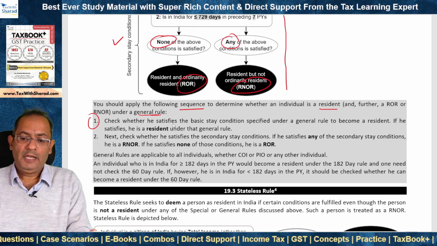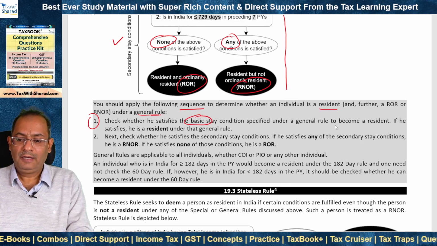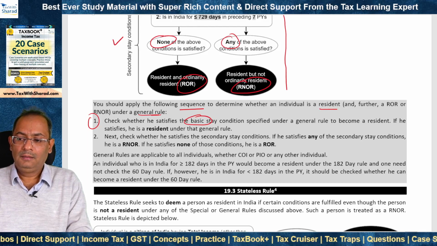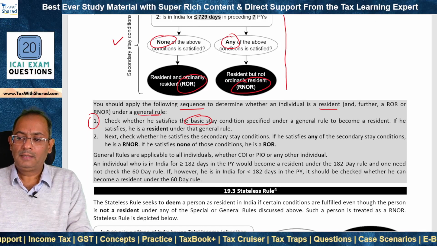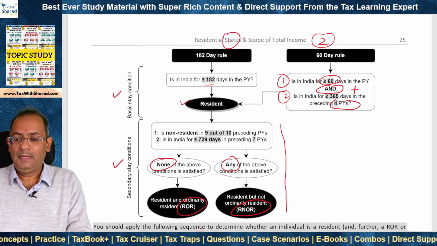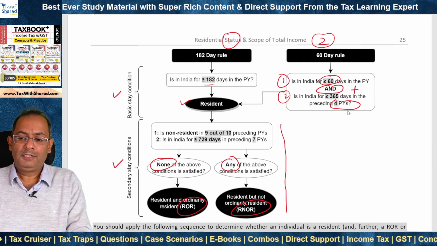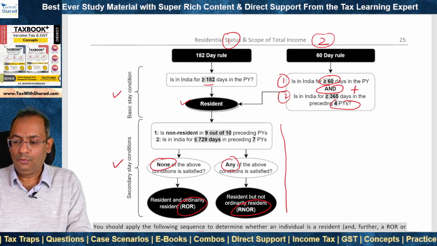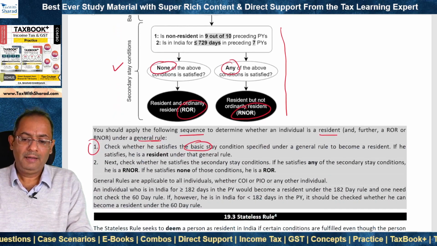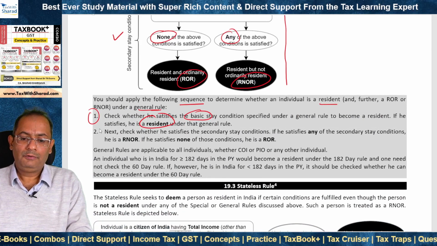Number one, check whether the person satisfied the basic stay conditions as specified. That means the threshold of 182 days for the 182-day rule and twin conditions of 60 days in the current previous year and at least 365 days in the preceding 4 years for the 60-day rule. If these basic conditions are satisfied, then the person becomes a resident under that general rule.